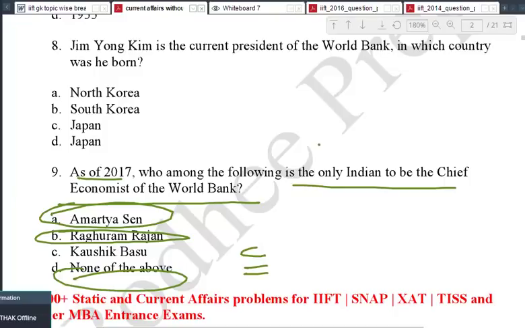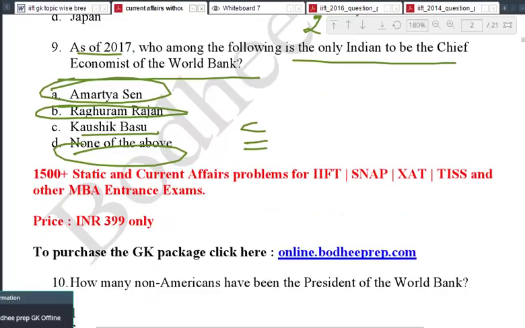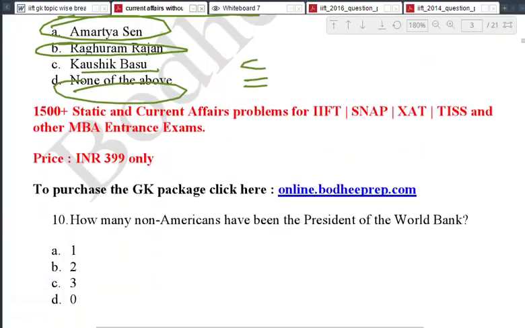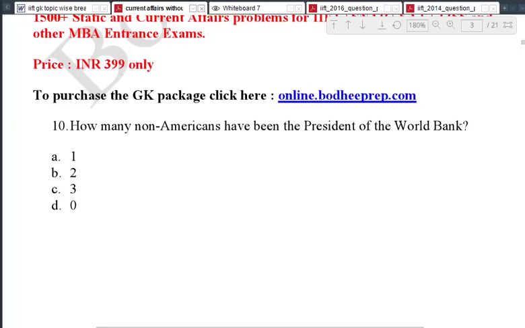I think his tenure ended in 2016 or 2017. And Raghuram Rajan was the IMF chief economist. Amartya Sen was not the chief economist of the World Bank. The only Indian to have been the chief economist is Kaushik Basu. So this is the kind of question you might come across. Something that you think is very easy, but it may not be very easy. How many non-Americans have been the president of the World Bank?